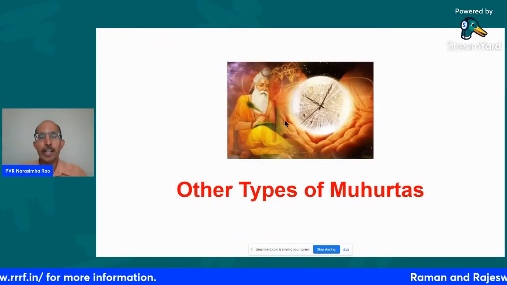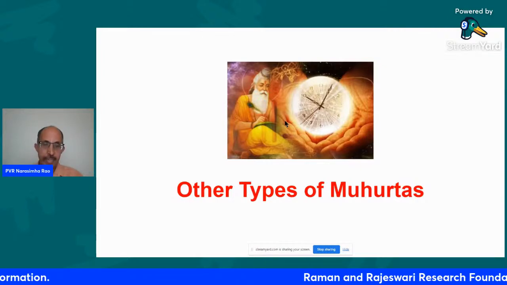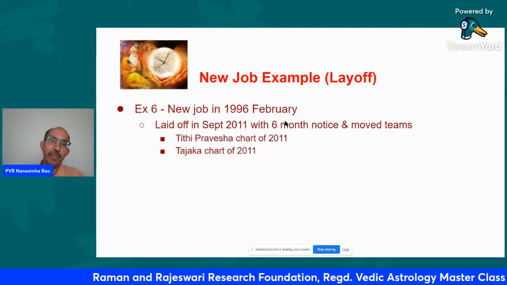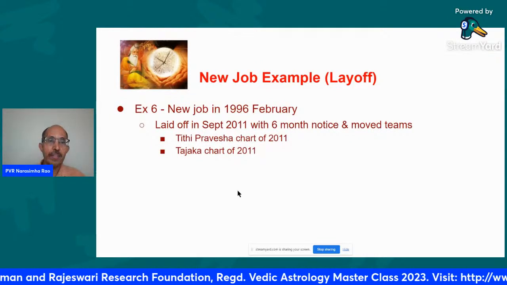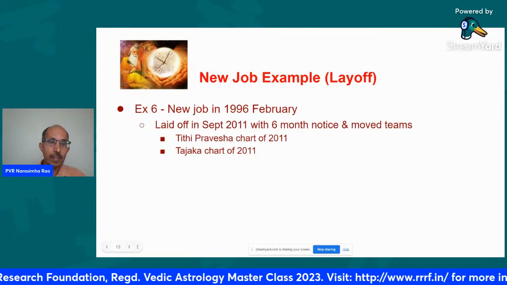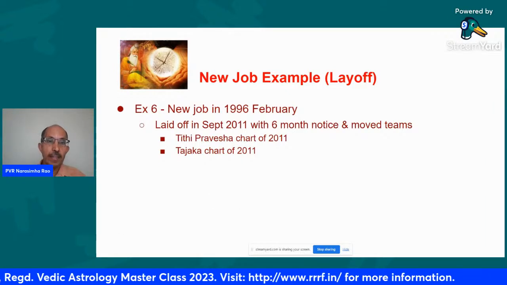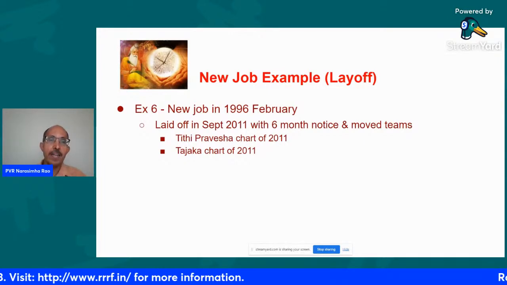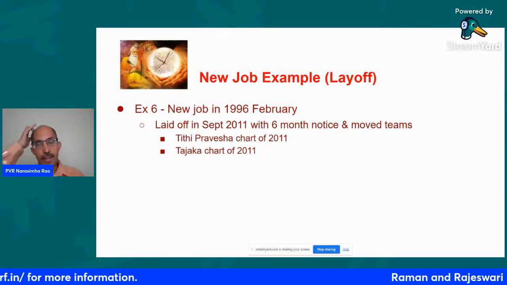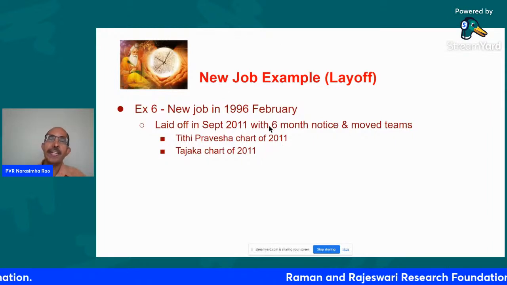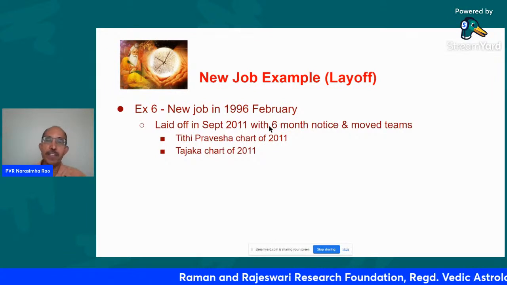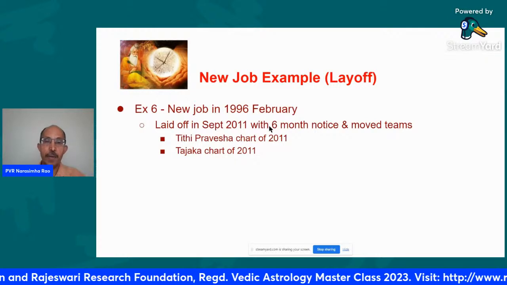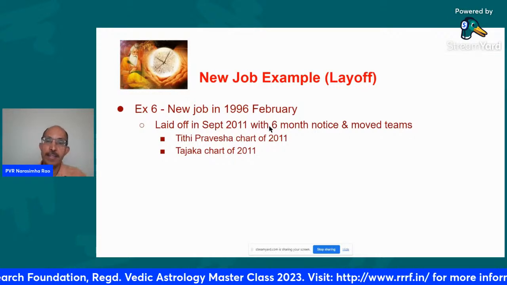And finally, let us look at a few other types of muhurtas in the next 10 minutes. I will give an example of a layoff. It's not exactly a layoff, but I will look at the Tithi Pravesh chart and Tajika chart of 2011. In September 2011, the person got laid off with a 6-month notice. Basically, he was required to stay for 6 months, and if he stayed for 6 months, he gets a lot of extra money and severance package.